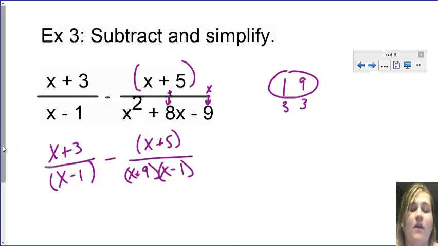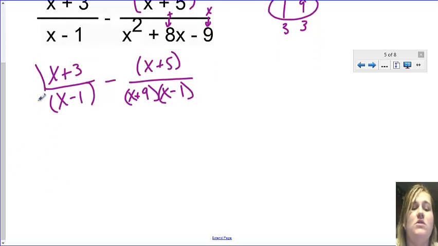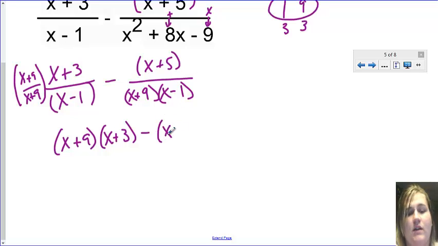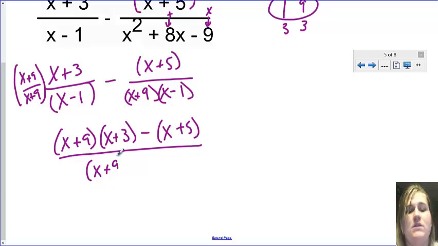So what I have to do is multiply by that quantity of x plus 9 on top and bottom. So when I do that, I'm going to have x plus 9 times x plus 3 minus all of this. I'm going to write x plus 5 in parentheses still, I haven't distributed it yet, all over my common denominator of x plus 9, x minus 1.